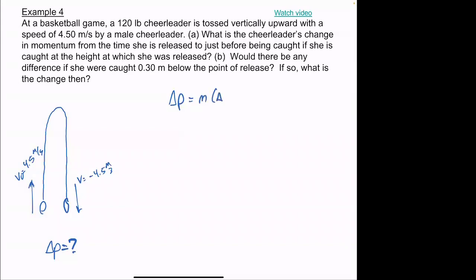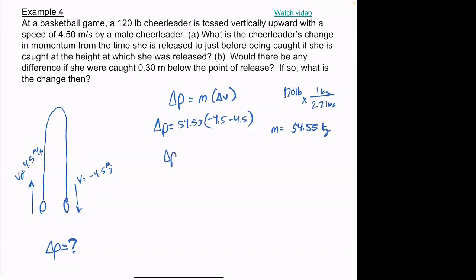Now we don't have the mass, we have the weight, 120 pounds. So we need to convert it from pounds into kilograms. There are 2.2 pounds in a kilogram, so we have 54.55 kilograms. That's our mass. Then we just plug it in. Delta P equals 54.55 times negative 4.5 minus 4.5. That's negative 490.91 kilogram meters per second.